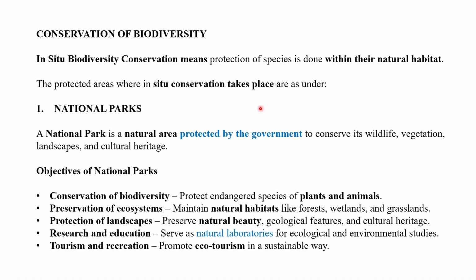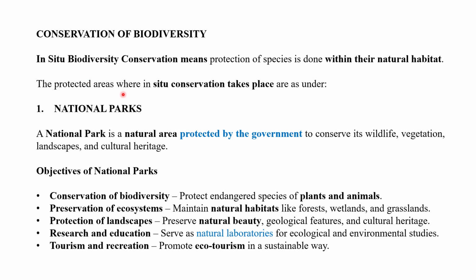How can we conserve biodiversity? There are two ways. The first one we are going to talk about in detail is in situ biodiversity conservation. That means protection of a species is done within its natural habitat, not outside the natural habitat. That is called in situ conservation.